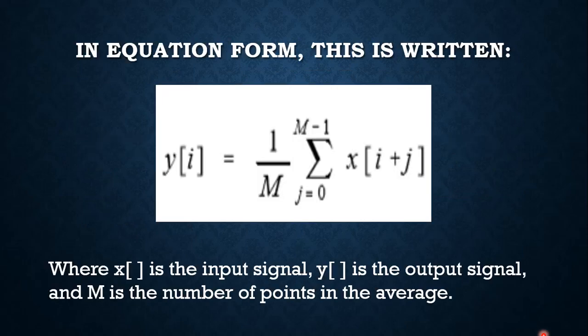In equation form we can write moving average filter as y of i equals 1 divided by M summation j equals 0 to M minus 1 x of i plus j, where in this equation x of i plus j is the input signal whereas y is the output signal and M is the number of points in the average.